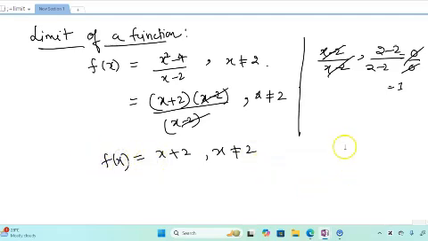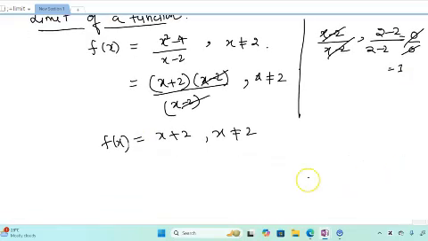Now, the function is not defined at x equal to 2. Every other place it is defined. But can we get an idea what would be the meaning of the function at x equal to 2? So this is where your limit comes in handy. Okay.